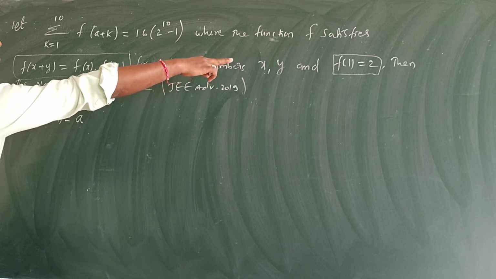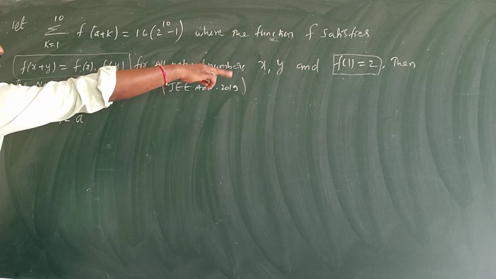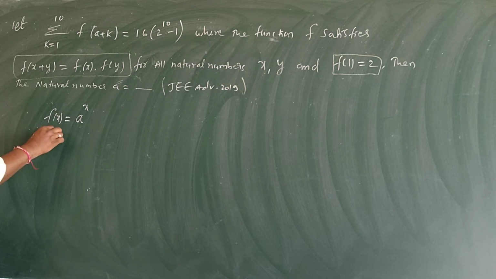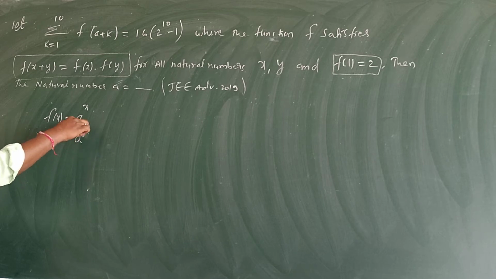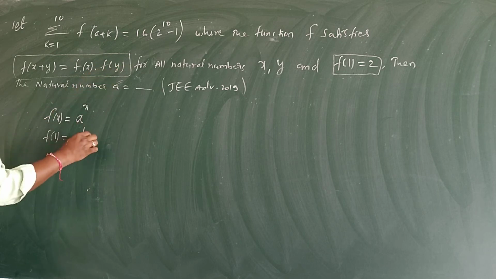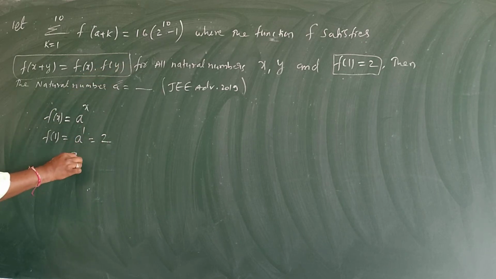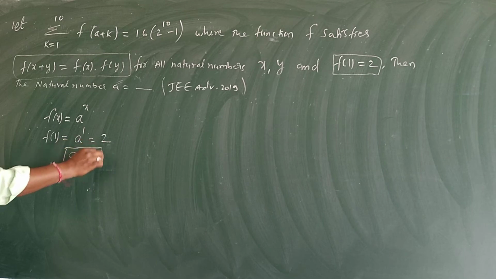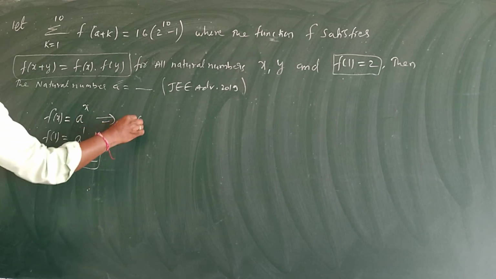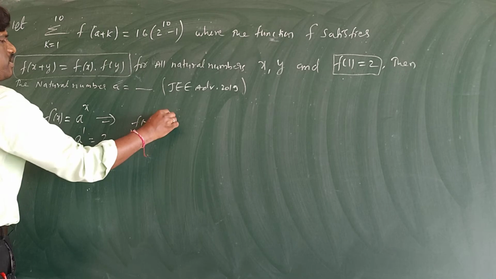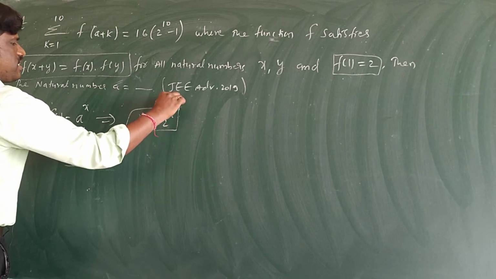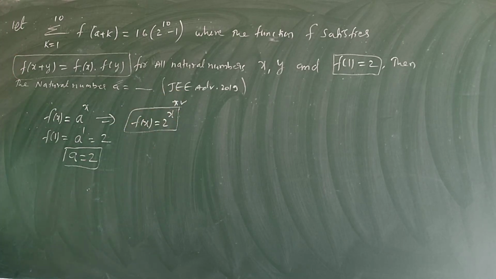Now what is given? f(1) is equal to how much they have given? 2. So I can substitute f(1) here. f(1) is equal to a to the power of 1, and f(1) is equal to 2. That means a is equal to 2. So the function changes to f(x) = 2^x. You identified this, then the work is done. You need to identify that first. So f(x) = 2^x.